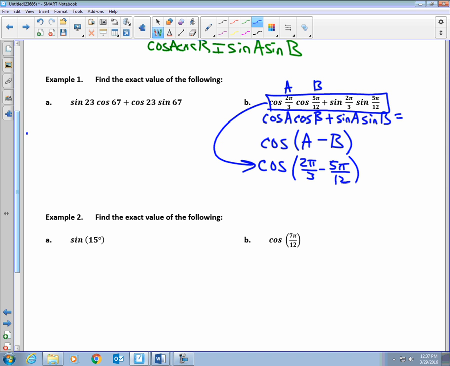How do I do 2 pi over 3 minus 5 pi over 12? Common denominator. So common denominator would be 12. So I get 8 pi over 12 minus 5 pi over 12. 3 pi over 12. What's 3 pi over 12? So I have the cosine of pi over 4.